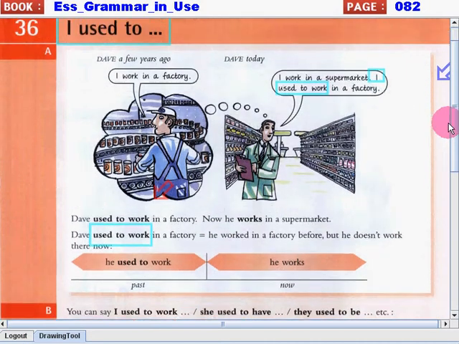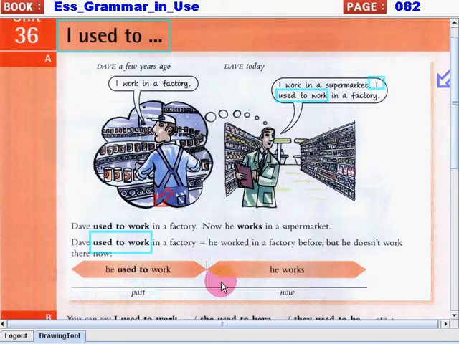Let's take a look at this diagram. We have two tenses here, past and present. In the past, he used to work. Now, he works. I think this is very easy to understand, students.